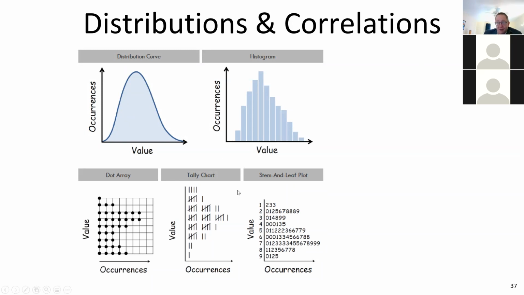Or a tally chart, which looks kind of weird. This looks kind of childish, but it does the job. Which is the most common one? This one right here. They're all horizontal, right?